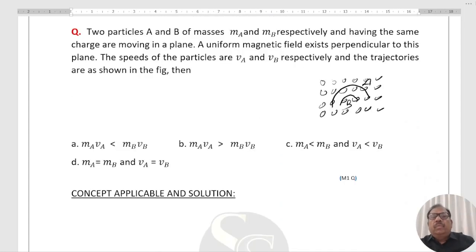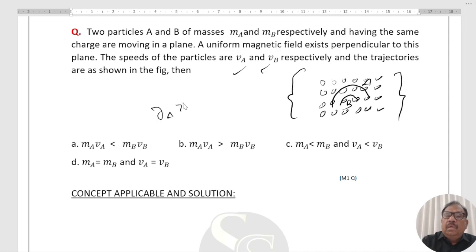Question is, two particles A and B, of masses m and v respectively, having the same charge, are moving in a plane. A uniform magnetic field exists perpendicular to this plane. The speeds of the particles are v and vp respectively, and trajectories are shown in the figure. In this case, Ra is greater than Rb, right?